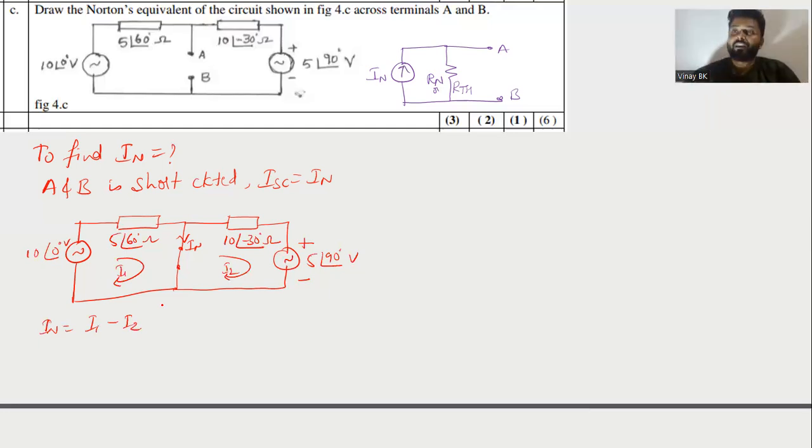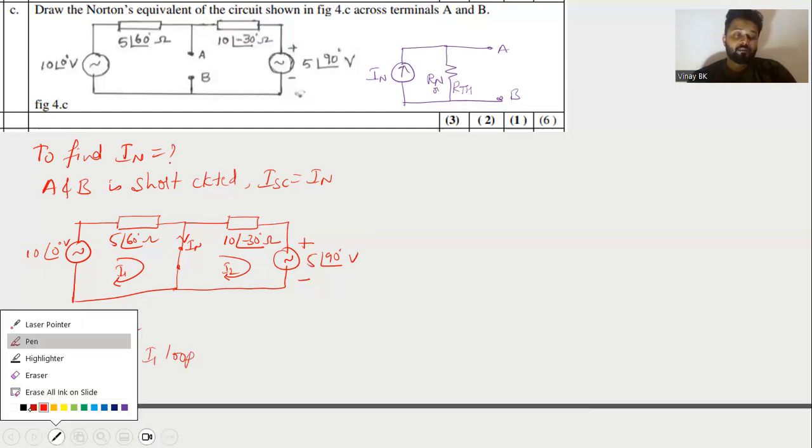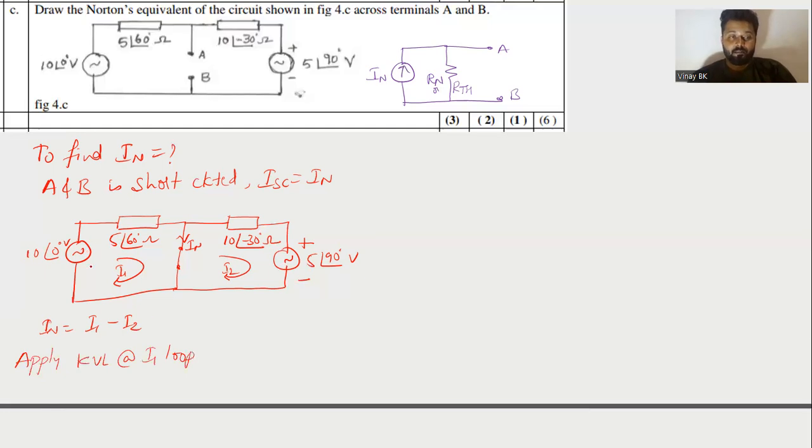So now you need to find the value of IN. To find the value of IN, I1 and I2 should be found first. So apply KVL at the I1 loop, where the current is flowing here. The polarities are not given, you only consider minus and plus if you want.